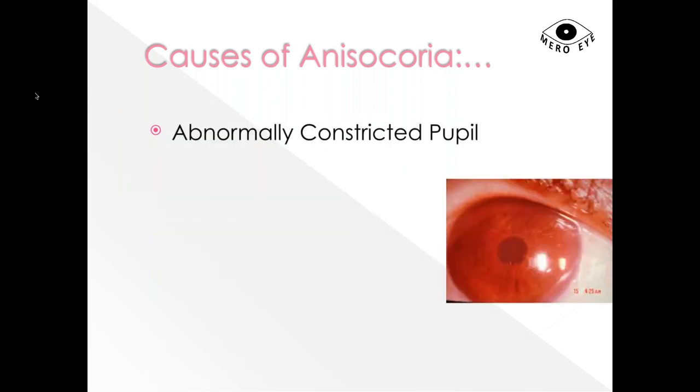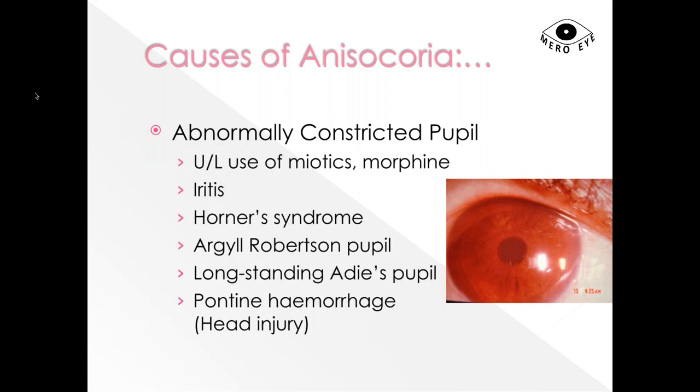So the second category of the anisocoria is when there is an abnormally constricted pupil, or the pupil is mioced. So we'll just list some causes which lead to a mioced pupil. The first thing, when we see that one pupil is very small in size, we have to always ask the history whether the patient is using some topical drugs like myotics or pilocarpine for glaucoma, or whether the patient is using some painkillers like morphine for some pain in the body.